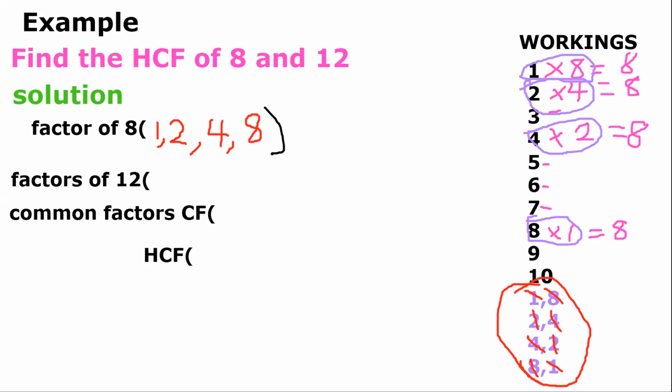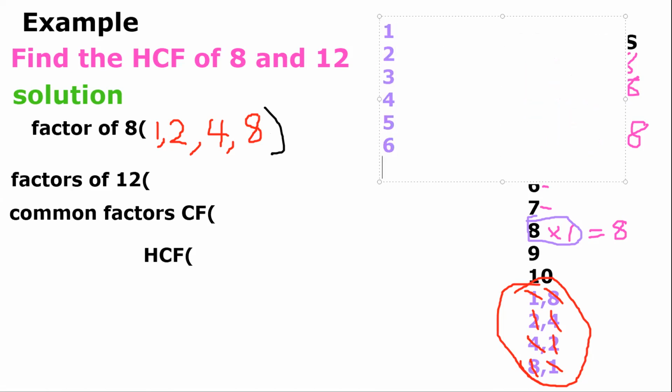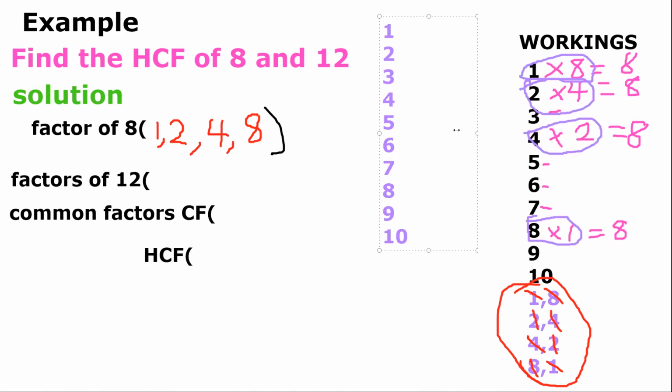Okay. Let's see the factors of 12. You number 1 to 10. So always 1 to 10. Don't forget about that one. 1, 2, 3, 4, 5, 6, 7, 8, 9, 10. That is 1 to 10. Now 1 to 10, you think about numbers. When you multiply, that will give you 12. So 1 times what number will give you 12?